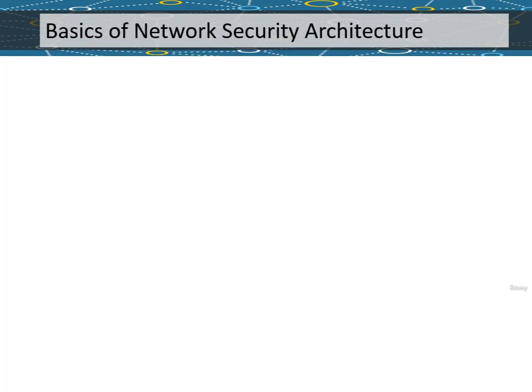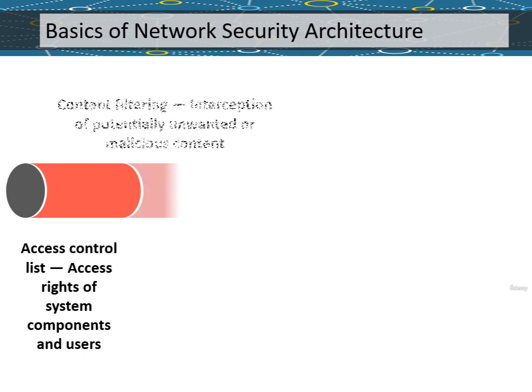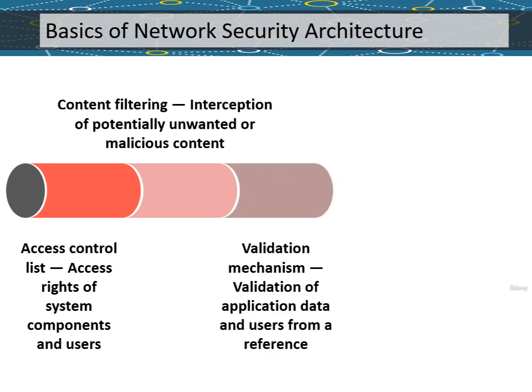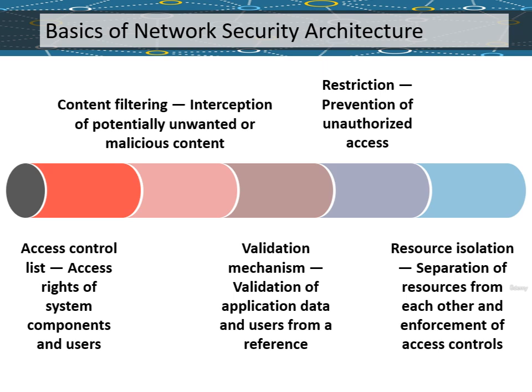Here are the basics of network security architecture. Access control list, access rights of system components and users. Content filtering, interception of potentially unwanted or malicious content. Validation mechanism, validation of application data and users from a reference. Restriction, prevention of unauthorized access. Resource isolation, separation of resources from each other and enforcement of access controls.